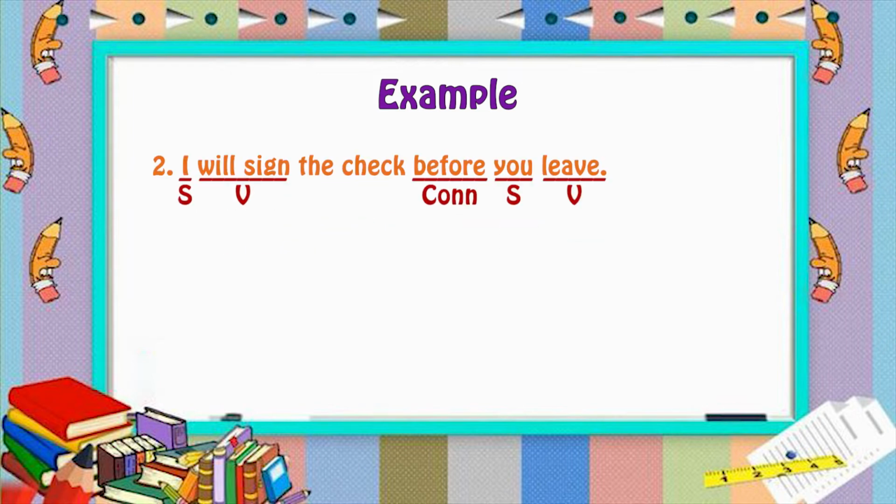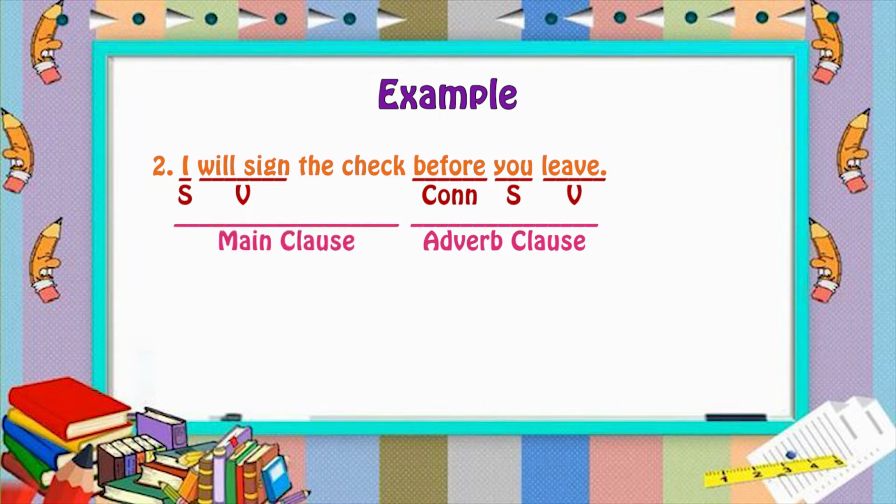And then the second example: I will sign the check before you leave. Which one is the adverbial clause? Right, this is before you leave. Before is the connector, and you as a subject, leave as a verb. And I will sign the check is the main clause. The adverbial clause is in the final position. Now, let's see the next example.